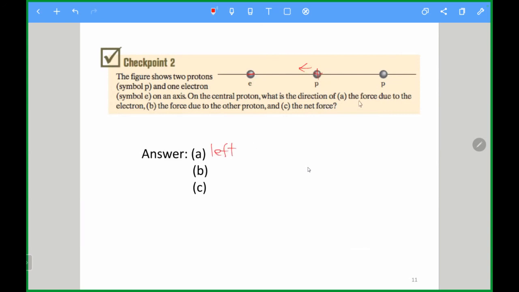Okay, for part B, the force due to the other proton. This is positive, and this is also positive. They should repel each other. So in that case, it also points to the left side for the middle proton. And for the net force, we need to add these two together. Both of them point to the left side, so the total force is also pointing to the left side. So the answer is left for all 3 questions.